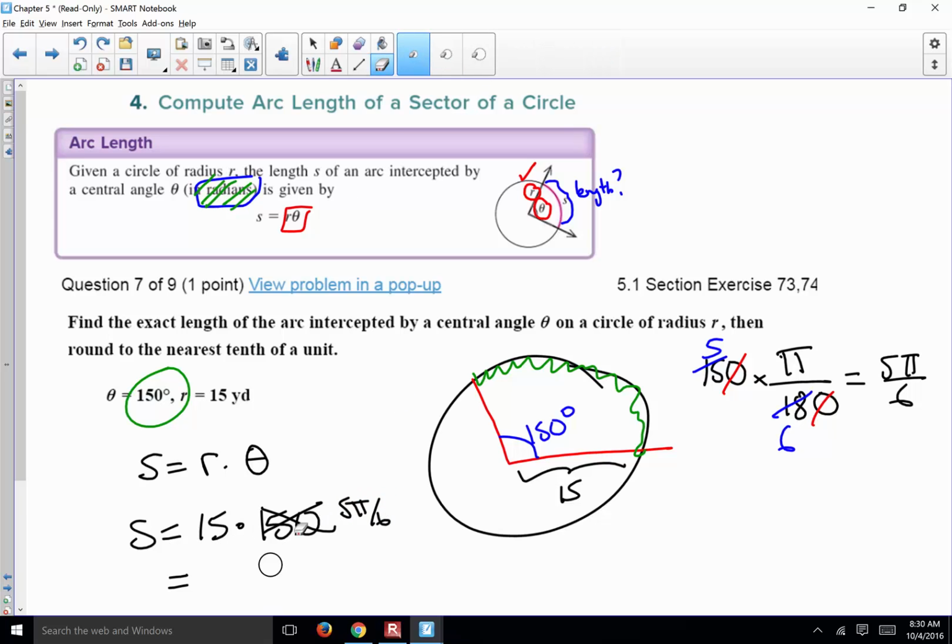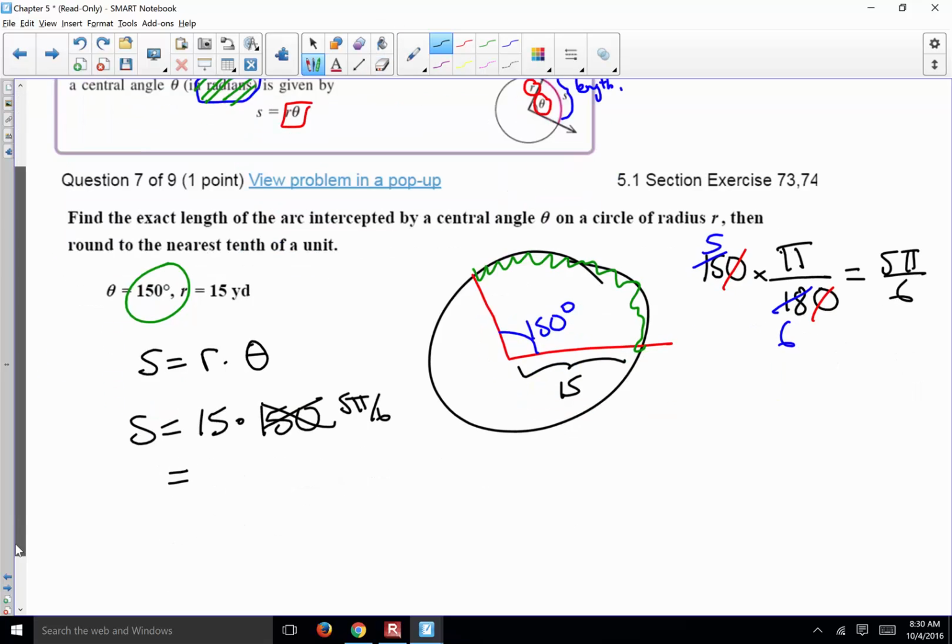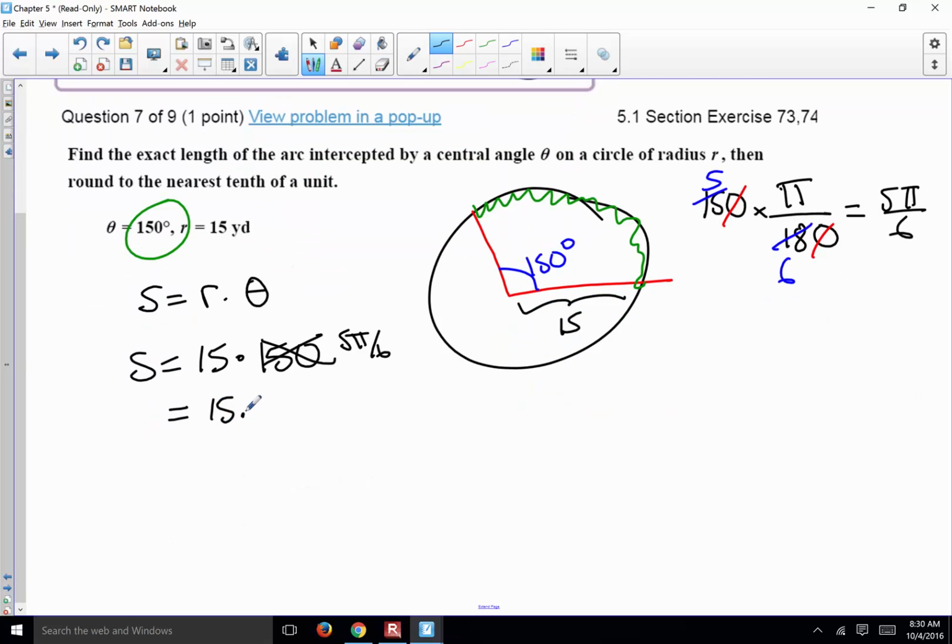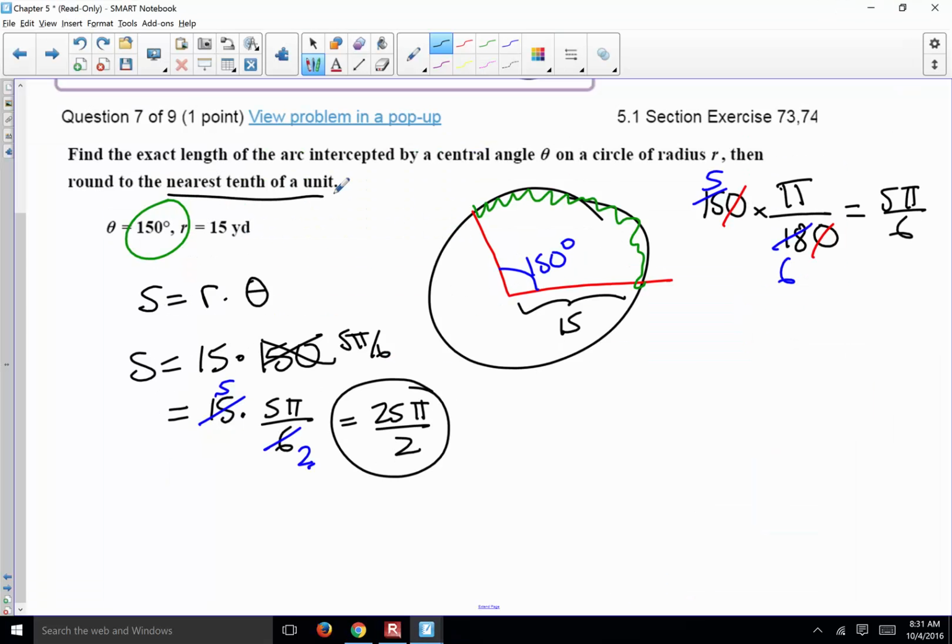This is modified to 15 times 5 pi over 6. Oh, look at this. There's another cancellation by 3. Right? So we have 25 pi over 2. Or isn't that 12.5 when you divide 25 by 2? It's not necessary. Oh, let's see. They want us to get the decimal up to the nearest tenth, yeah, we need to divide and multiply by 3.14.